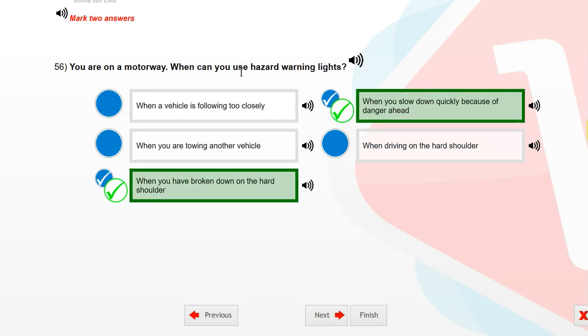You are on a motorway. When can you use hazard warning lights? When you have broken down on the hard shoulder. When you slow down quickly because of danger ahead.